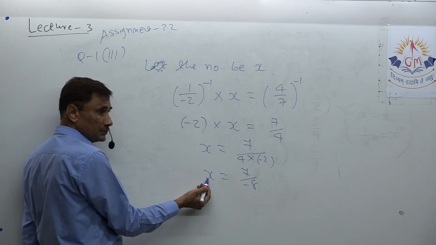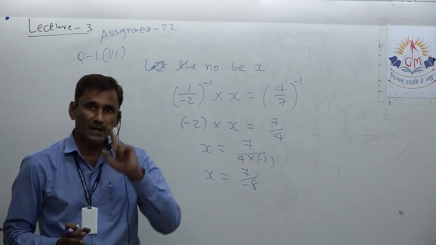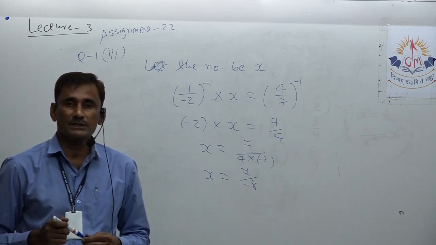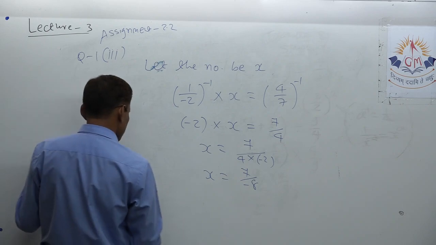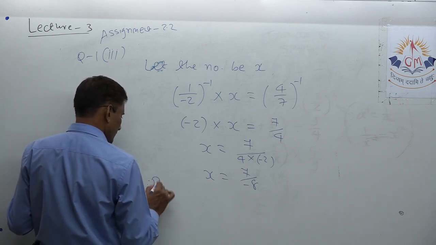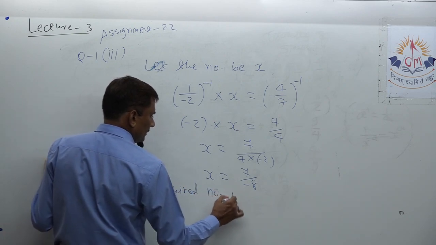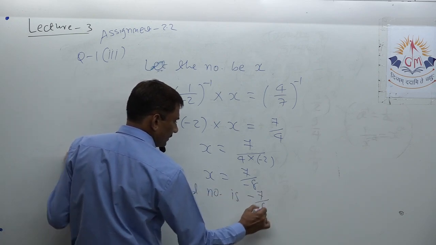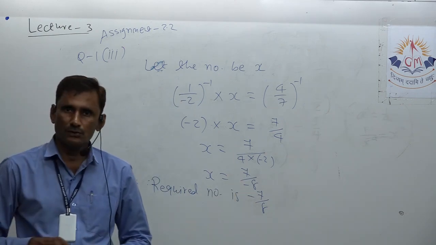Now, it is our supposition, so you have to give a statement. Whenever you suppose something, at that time your answer must be in a statement. So you can write, therefore the required number is minus 7 by 8. Now you can assign that sign to the numerator, as I told you.